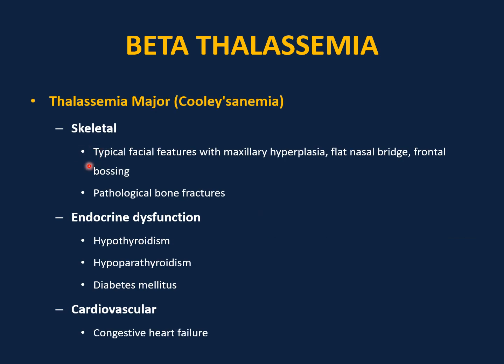Skeletal manifestations include typical facial features because of extramedullary hematopoiesis and maxillary hyperplasia, flat nasal bridge, and frontal bossing, and pathological bone fractures. Endocrine dysfunction associated with thalassemia major includes hypothyroidism, hypoparathyroidism, and diabetes mellitus. Cardiovascular: congestive heart failure.